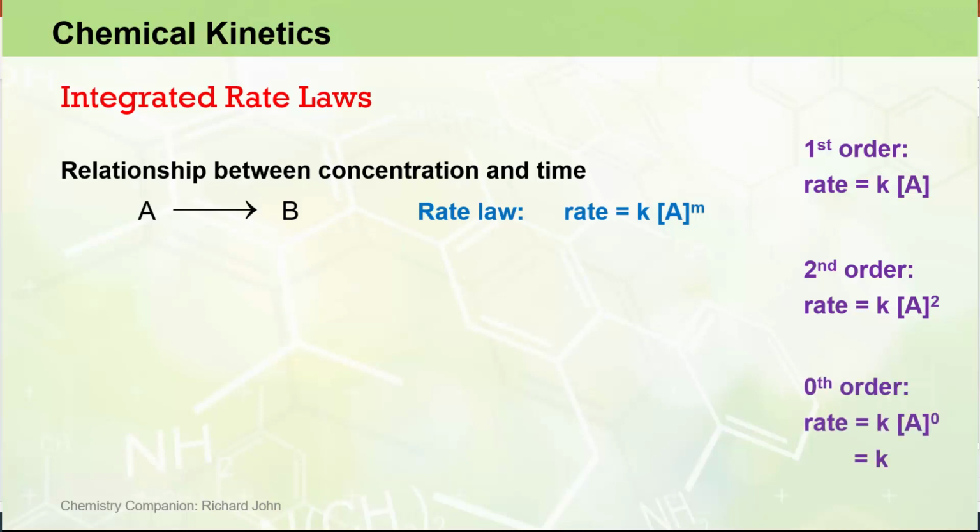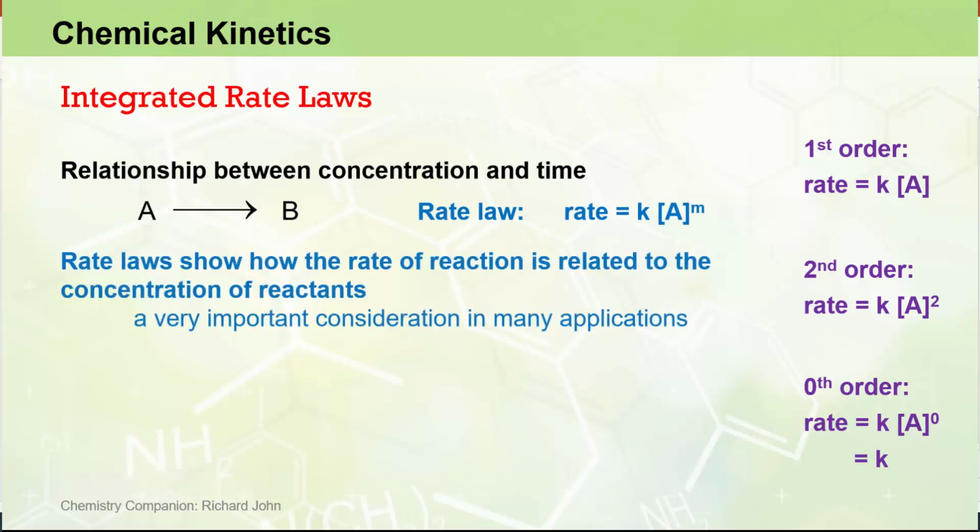And if the reaction happens to be a zero order reaction, then the value of the exponent m is equal to 0, and the rate law is rate equals k times the concentration of A to the power of 0, which equals 1, and so the rate simplifies to being rate equals k.